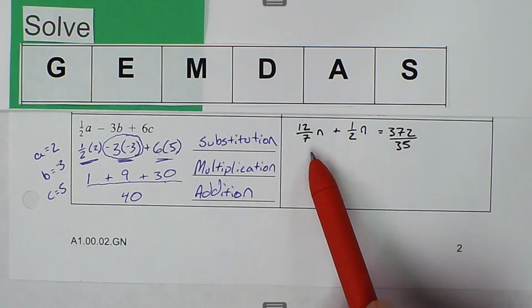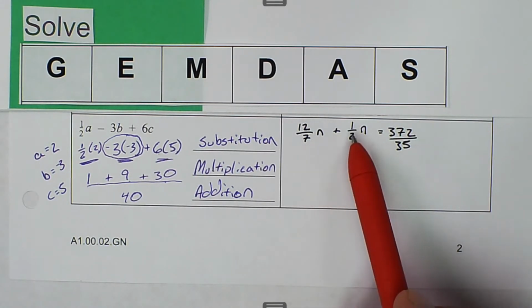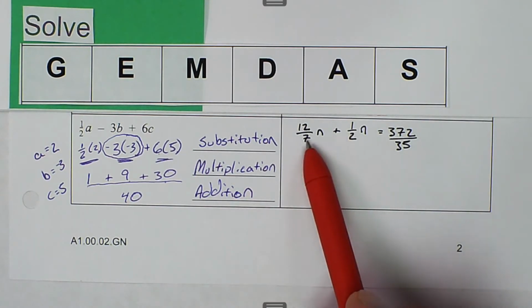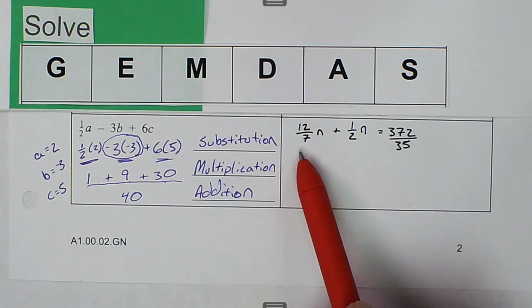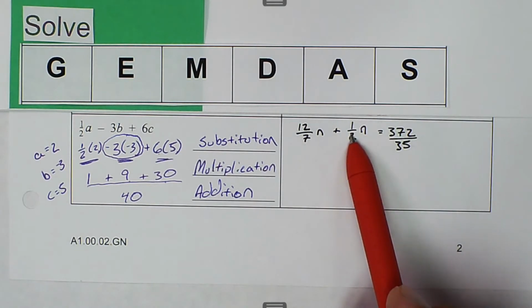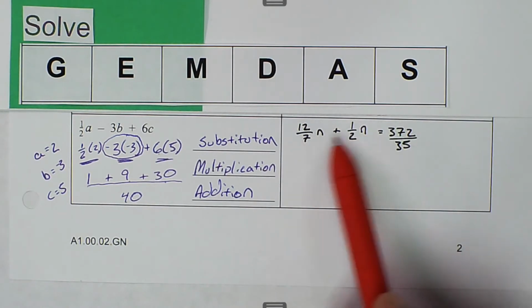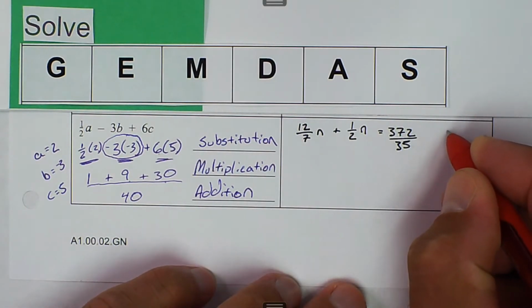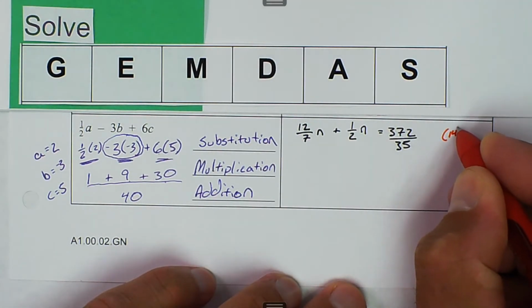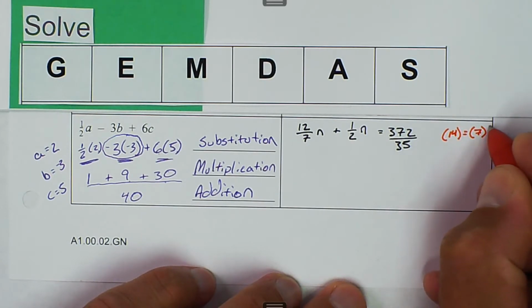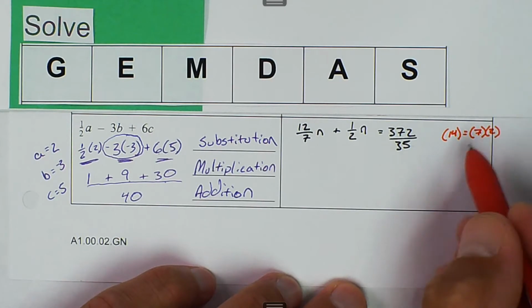So the issue is we have a 7 over here, and we have a 2 over here. And in order to add them, the denominators have to be the same. So we have to think of what's the common denominator between 7 and 2. The easiest way to figure out the common denominator is just to multiply the two things together. So here we got 14. Oh, sorry, I gave you the answer. 7 times 2, that's equal to 14.